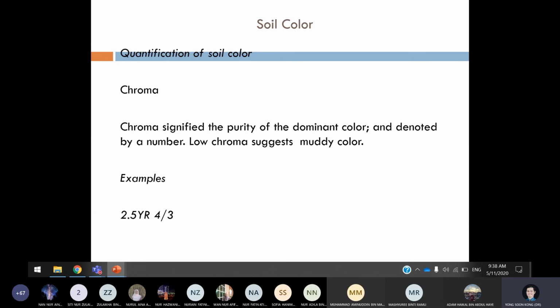So here's what I want to tell you. Actually, you can use your phone and convert your phone into a Munsell color chart. How good is that?